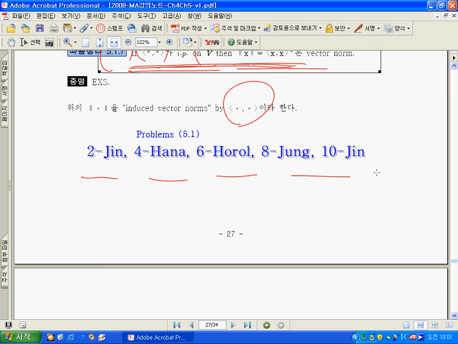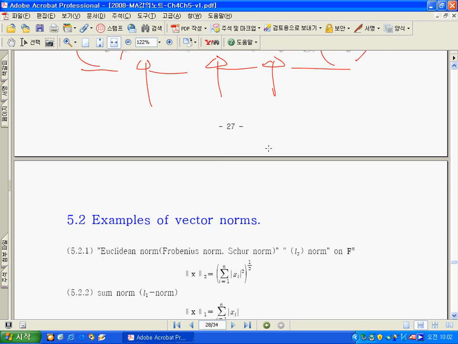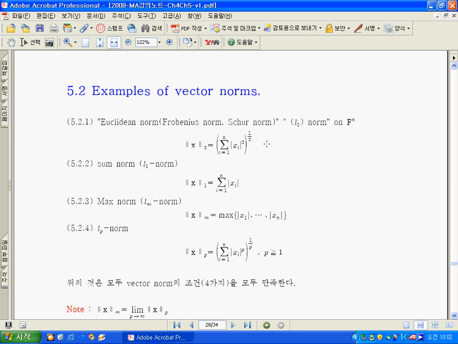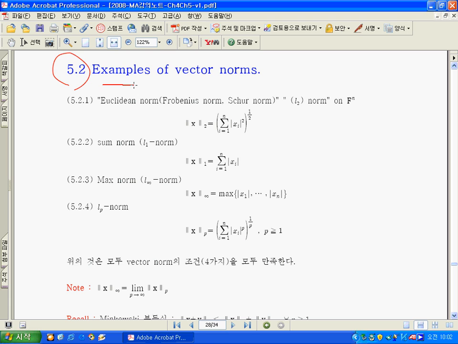Here are some problem lists for you. In section 5.1, number 2 and number 10 is for Songtae, number 4 for Hana, number 6 for Horror, number 8 for the Ch5. Okay? Horror, what's yours? What is your problem? Number 6. Okay. Okay. Next.